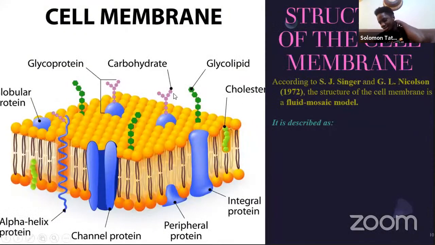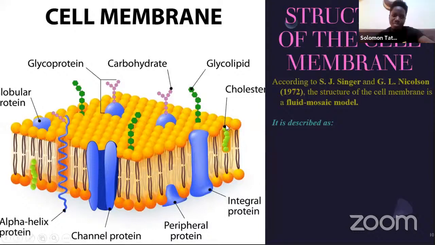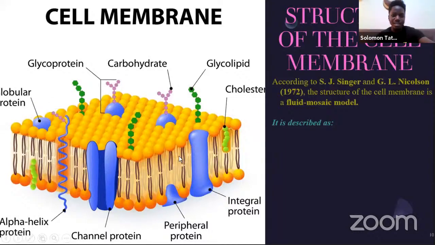Let's look at the cell membrane in a minute, and then we'll continue from there next time. The structure of the cell membrane is described as fluid. These are the parts: the glycoproteins, carbohydrates, glycolipids. We have the integral proteins and peripheral proteins, which don't cut through. Then channel proteins that act in active transport. Then the alpha helix of protein, another type of protein found in the cell membrane. We also have the globular proteins over there.